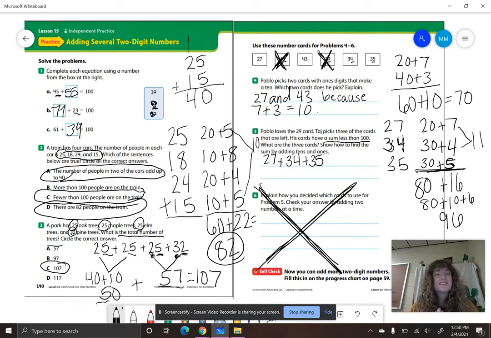All right, Smarties, that is it for lesson 15. Remember, look for those ones that can make a 10. It makes your problem solving so much easier.